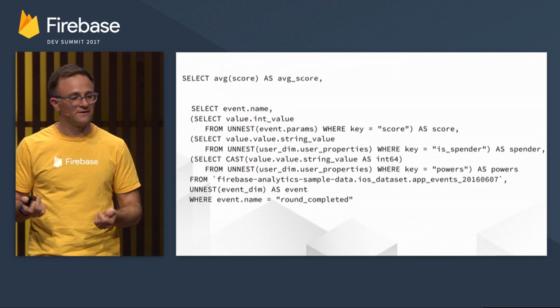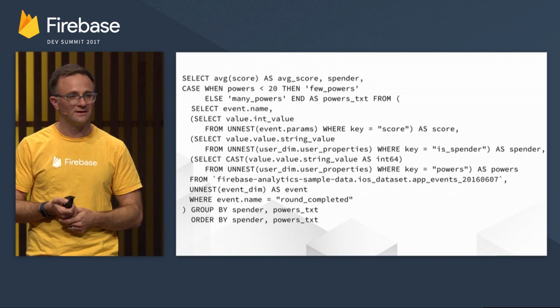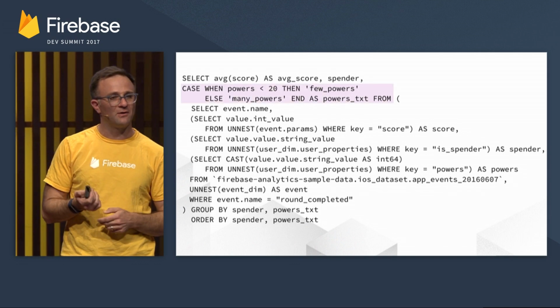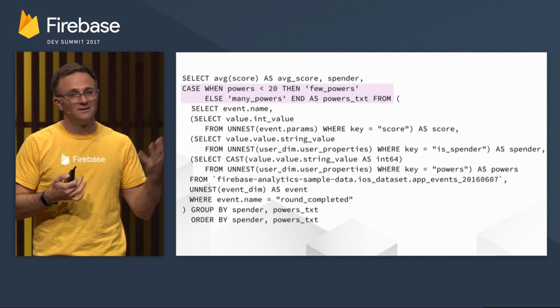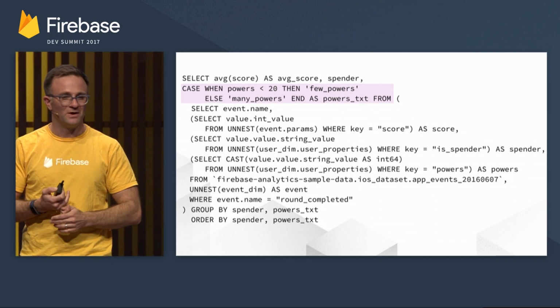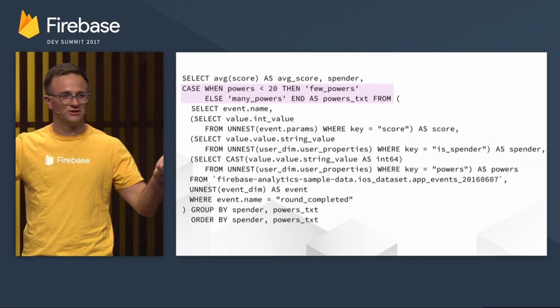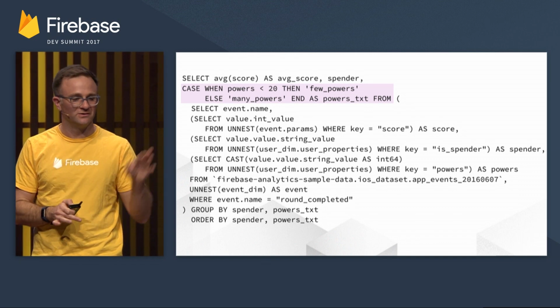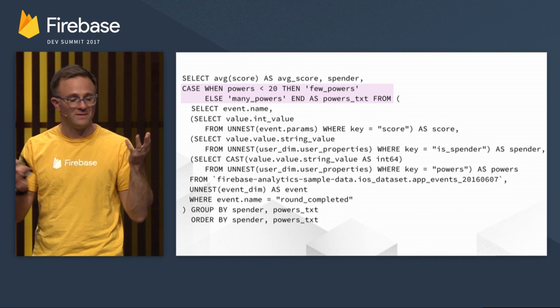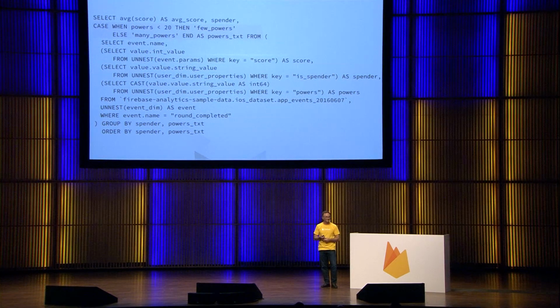And then once I have that, it's fairly easy to do a subquery based on this. This case statement at the top, all this is really saying is, since our number of power-ups is kind of this giant range, let's break it into two values. Few power-ups if you don't have a lot, and many power-ups if you do have a lot.